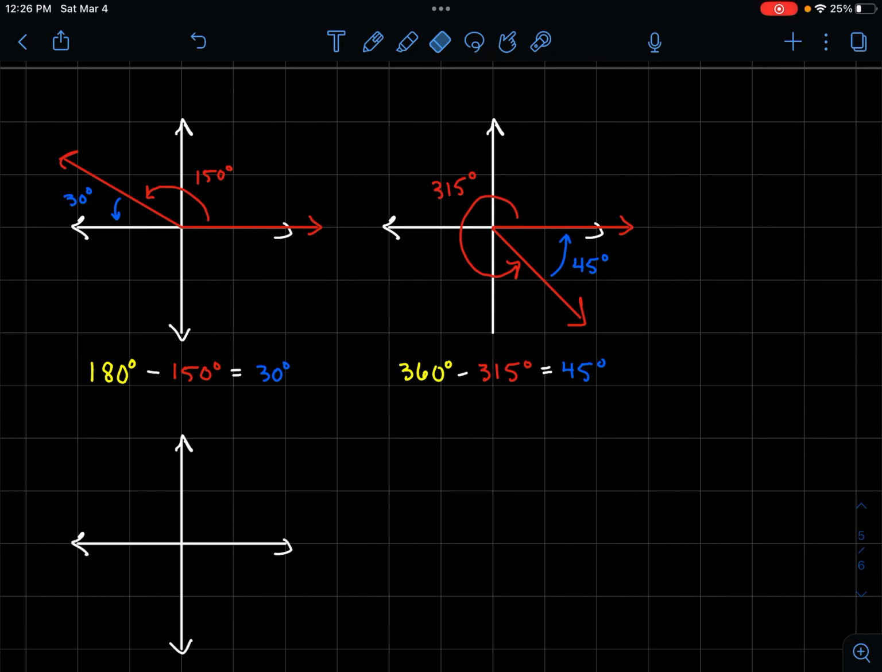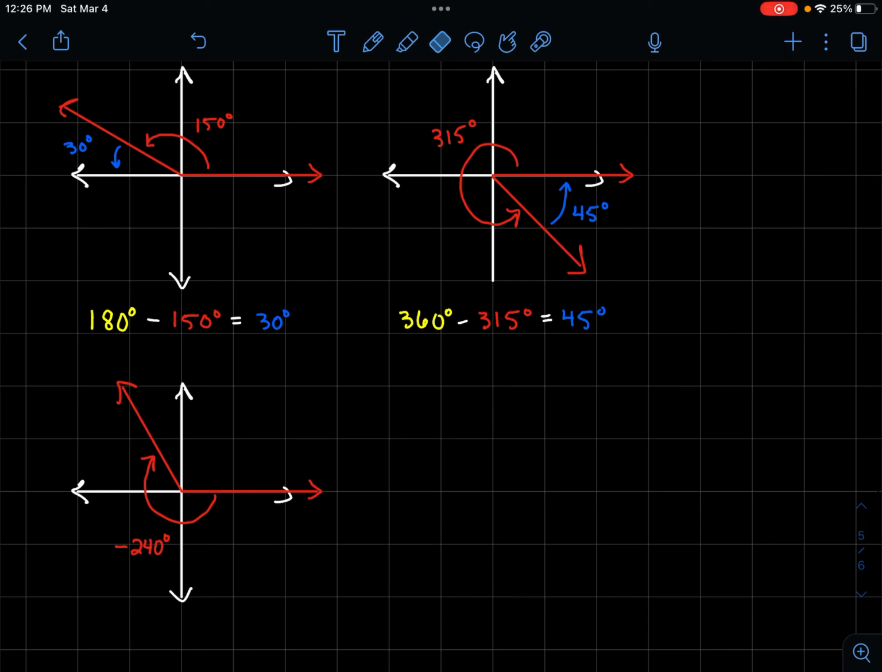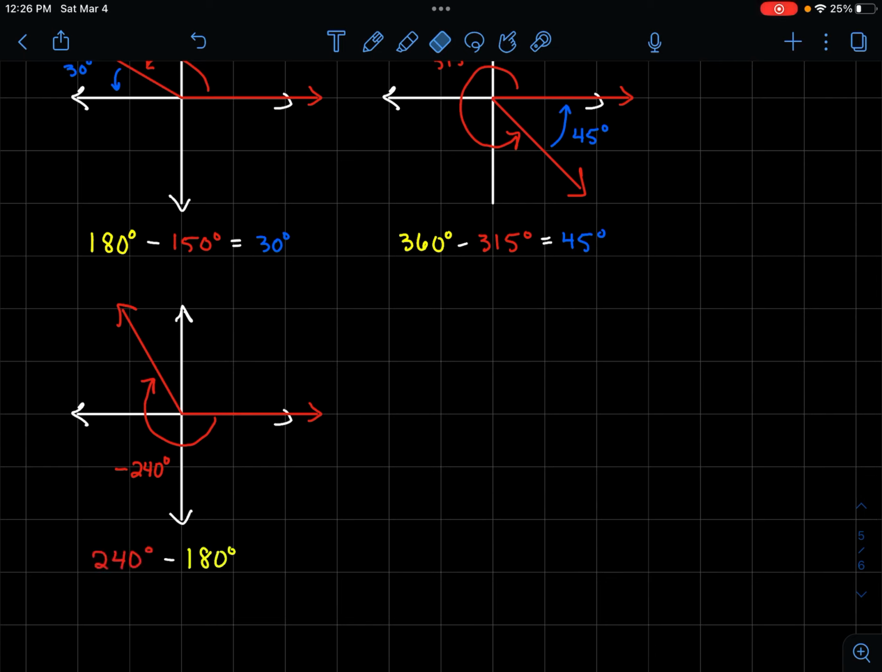A third example. Let's do negative angles. Whether we're doing negative angles or positive angles, we're still only concerned with how far away that degree measure is from the x-axis. So we really don't have to worry about the negative sign on the 240. Let's drop the negative sign and subtract away the 180 to see how far away it is from the x-axis. So 240 minus 180 is 60 degrees. So again, our reference angle is 60 degrees for this angle measure.